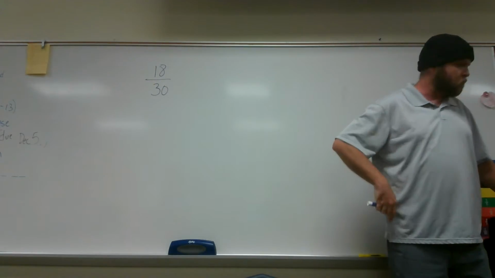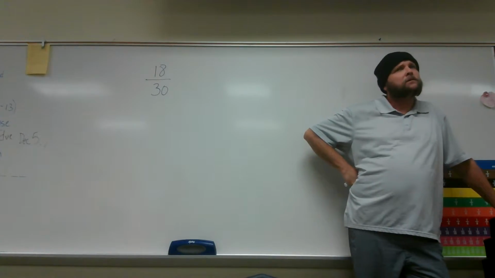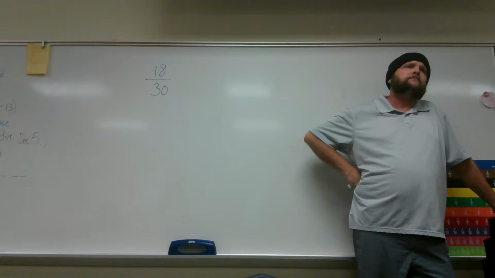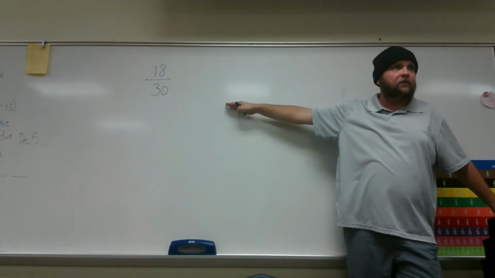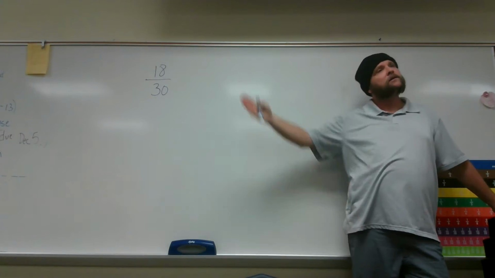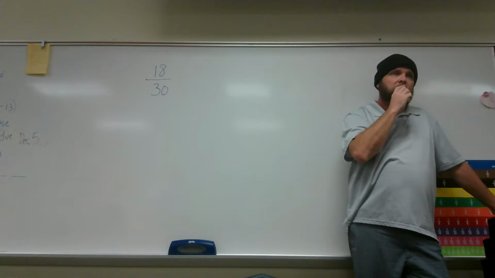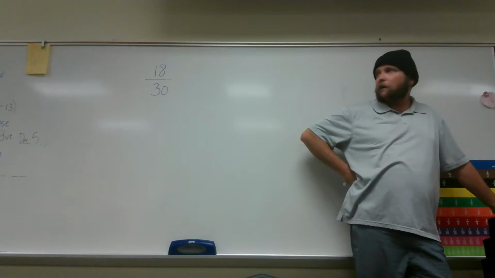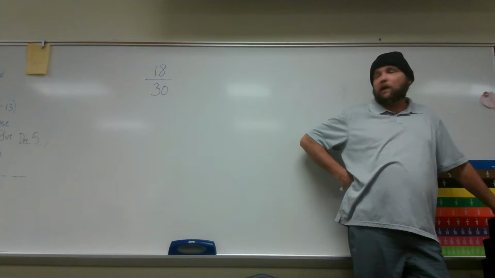Now first let me ask you a question. Is 18 thirtieths going to be more than or less than a half? More. Why? Because half of 30 is 15. Good. And if it was 15 thirtieths, it would be exactly a half. Since it's 18 thirtieths, which is more than 15 thirtieths, 18 thirtieths is more than a half. Are we supposed to simplify it? Yes, I want this simplified.